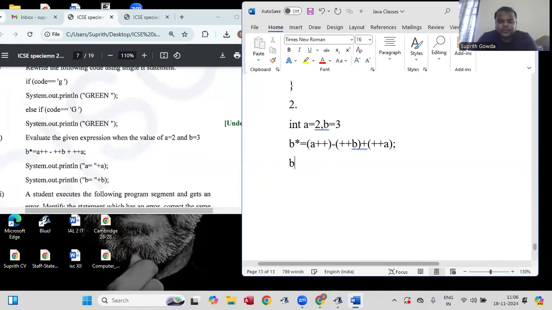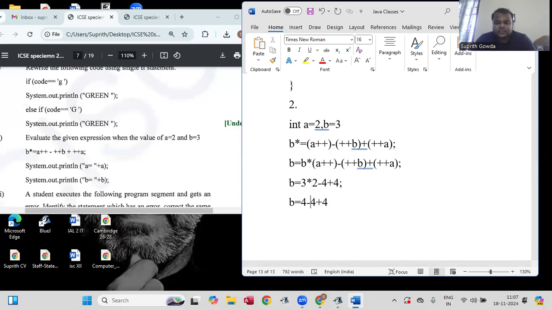Now first we can expand this: B is equal to B into the same expression A plus plus minus plus plus B plus plus plus A. Now the initial value of B is 3, so 3 into A plus plus. The initial value of A is 2 only; after the execution, it will become 3, right? Next, minus plus plus B. B value is 3, so the updated value is 4. Plus the updated value of A, which is 3 after the execution, and with pre-increment it will become 4. Now B is equal to 3 times 2 is 6, minus 4 plus 4 gone. So the value of B is 6.